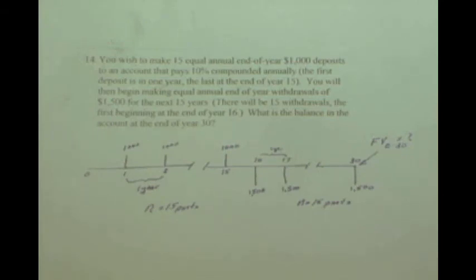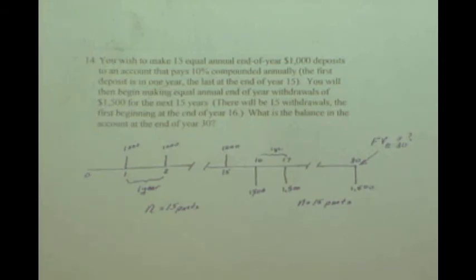Then we're going to start making equal annual end-of-year withdrawals of $1,500 for the next 15 years. There'll be 15 withdrawals. The first begins at the end of year 16. What do we have in the account at the end of the 30th year, which is the time that last $1,500 is withdrawn? Notice we have 15 payments of $1,000 going into the account, 15 payments of $1,500 coming out. How much will we have left at time 30 years?